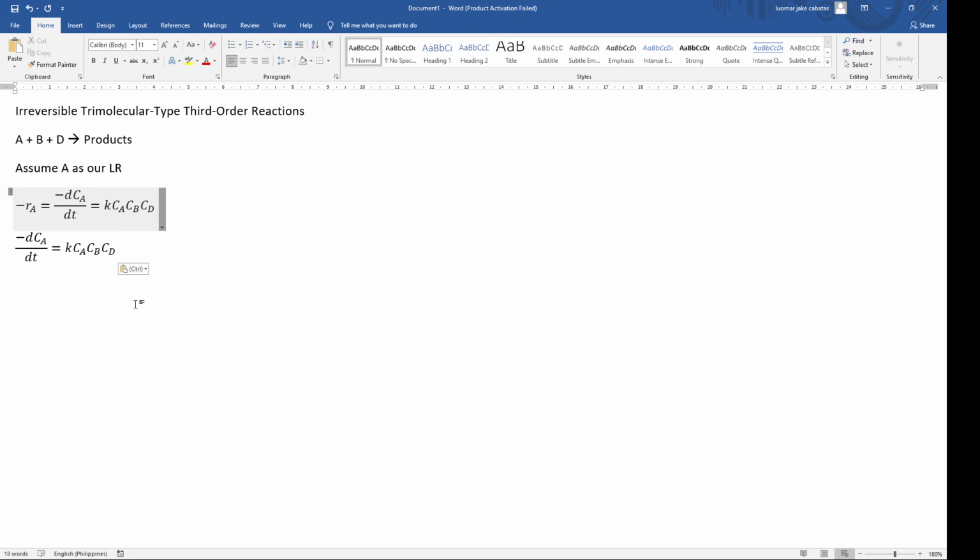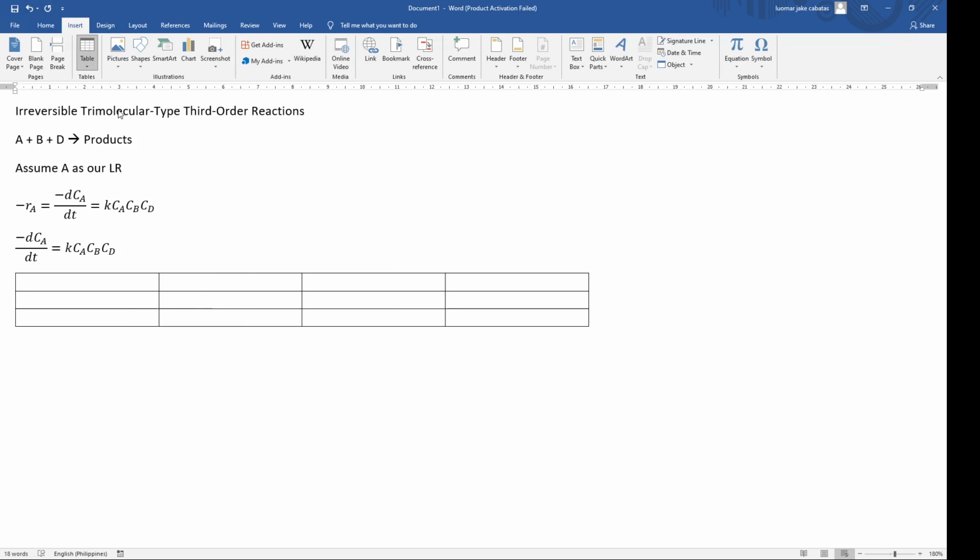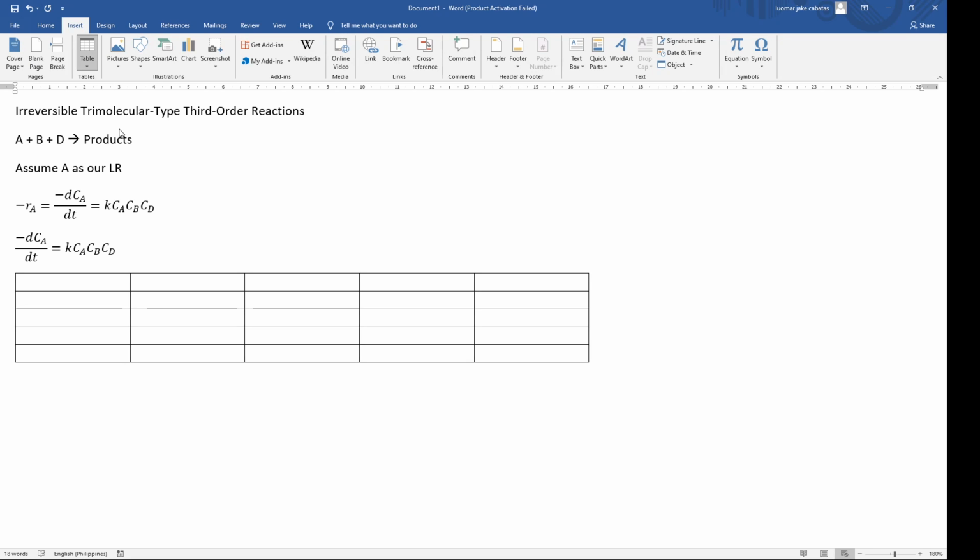So we have four variables: CA, CB, CD, and t. So we can't do separable, so we need to find a relationship between CB to CA and CD to CA and so on. So for that, we will be using the BCA table.